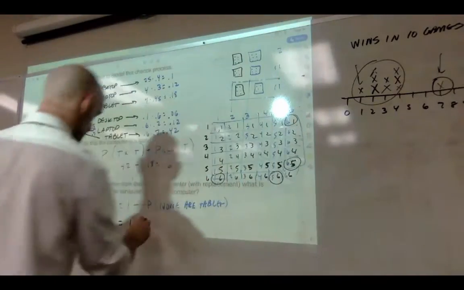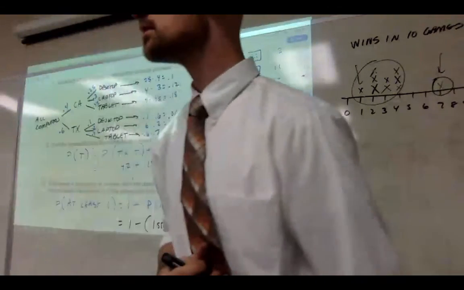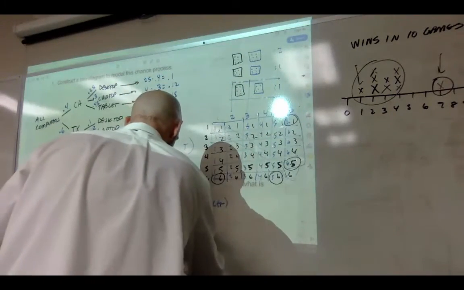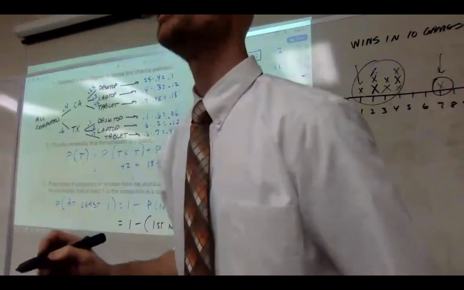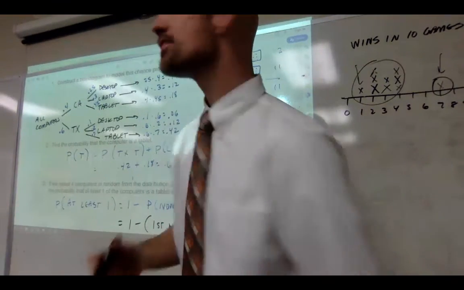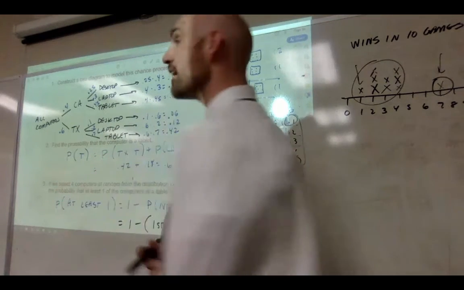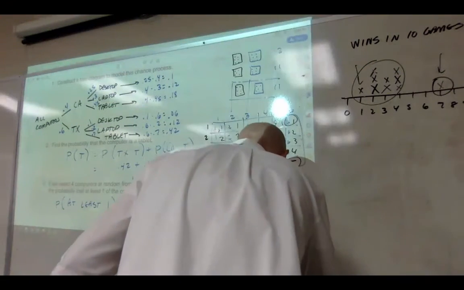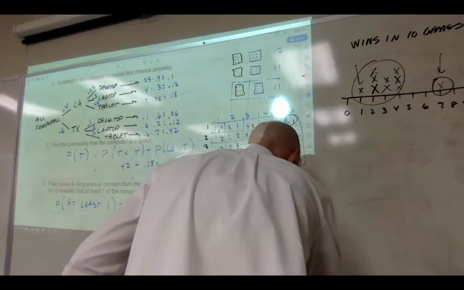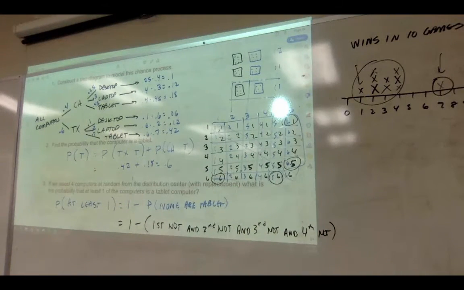It would mean the first is not, and the second is not, and the third is not, and the fourth is not. The word and means multiply. Or is plus, and is multiply.